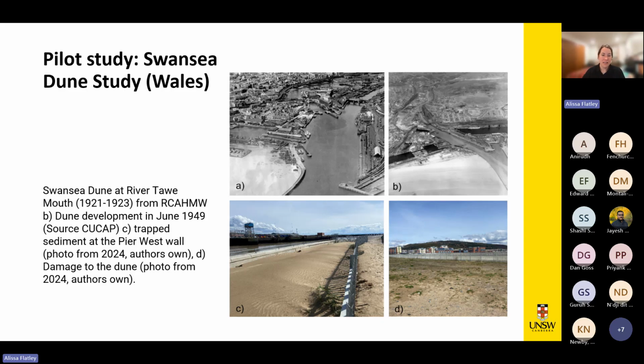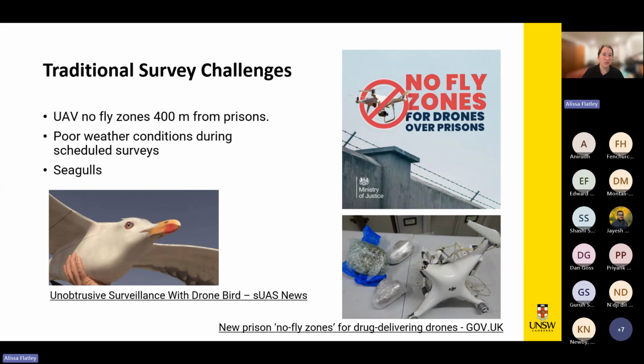Now, typically in this environment you could just scan the site with a lidar drone or do some structure from motion. But this particular area had some survey challenges. The site of interest was near a prison, and there was a new restriction that meant there was a 400-meter no-fly zone around the prison. Offenders that break the rules have up to 10 years behind bars. And I'm quoting from the government website here, but this was to create new security measures to cut the supply route of illegal drugs and phones.